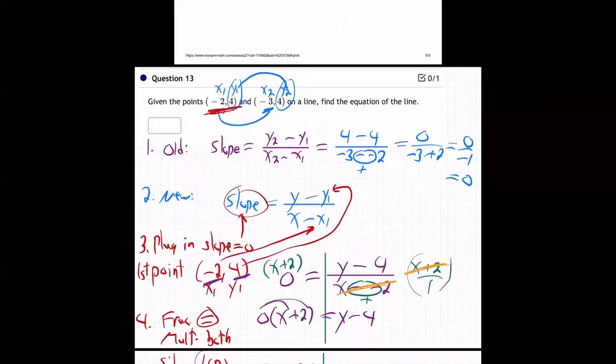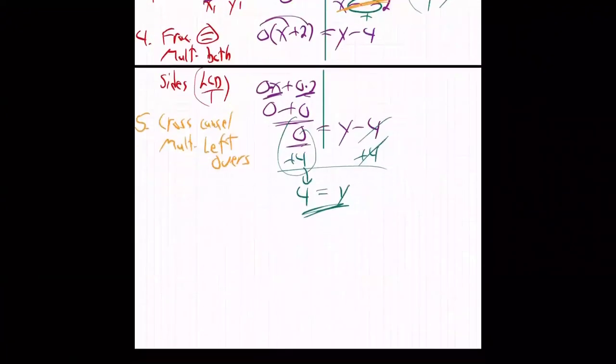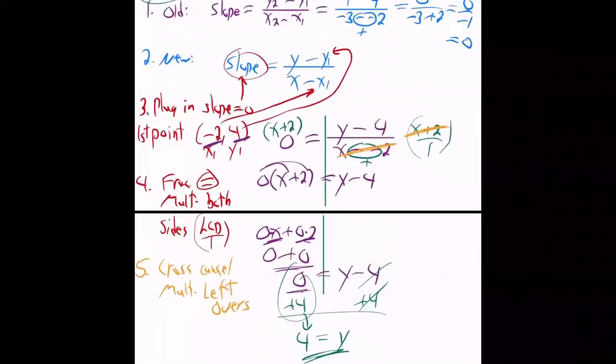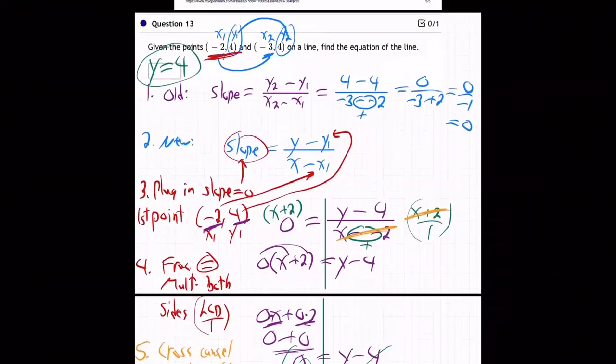So what's the equation? They want you to type in y equals 4. You have to type in the y because they didn't give you the y this time. So you have to type in y equals 4. And so there we go.